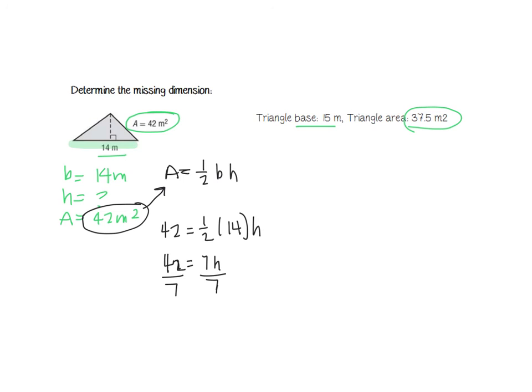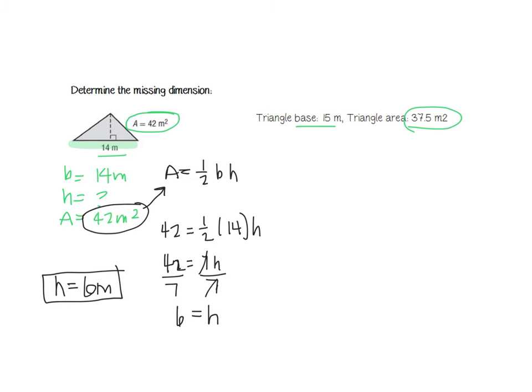So these two cross out. 7 divided by 7 would just leave me with 1h. 42 divided by 7 would leave me with 6. So here I can say that my height is equal to 6 meters. And it's not squared because it's not talking about the area.